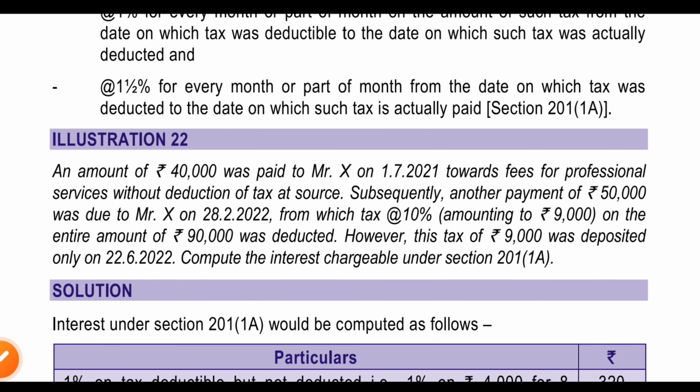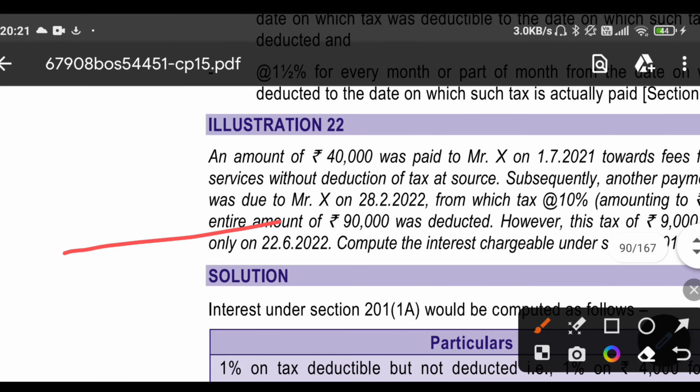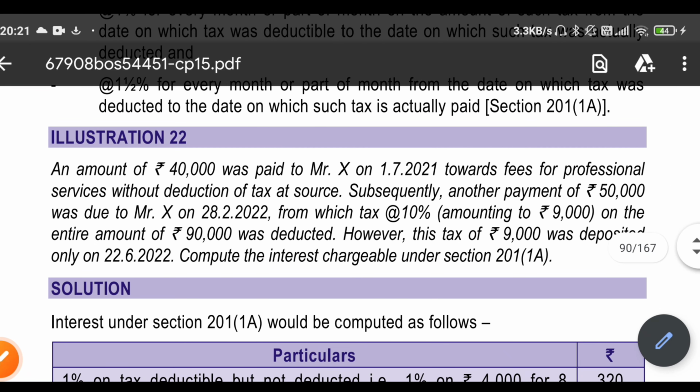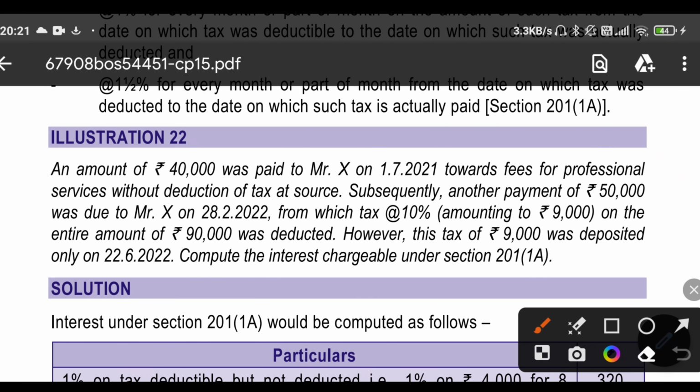Next is illustration 22. The amount of 40,000 was paid to Mr. X, okay, on 1st July 2021 for professional services, and the threshold limit under 194J is 30,000. So he was required to deduct TDS of 10% on 40,000, that is 4,000, right? But he has not deducted the TDS, and finally he has deducted the TDS on the whole amount on 28 February. So what is the time period?